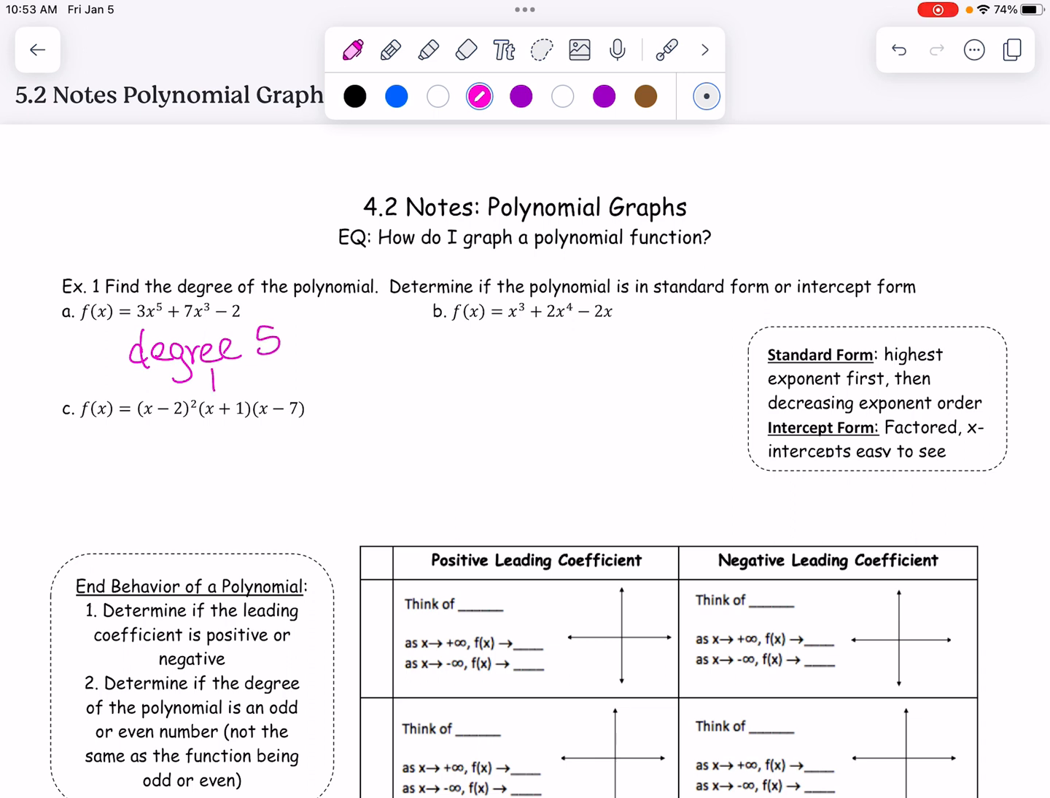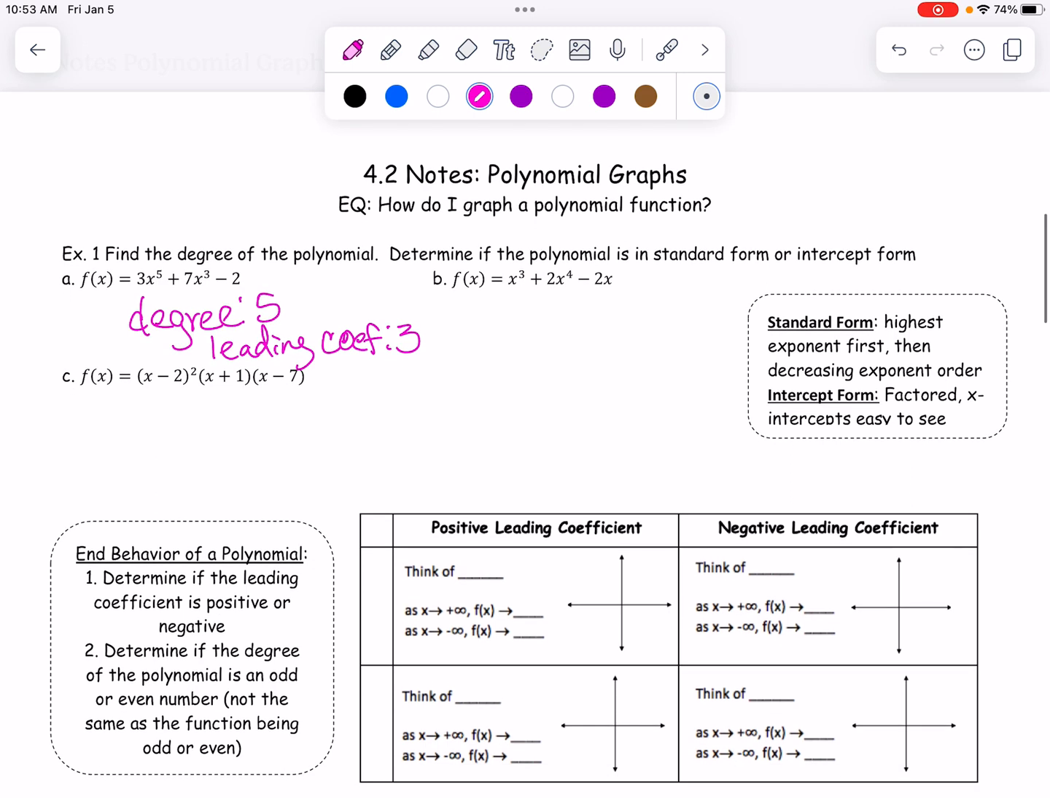And the leading coefficient is going to be 3. So remember that those two things are going to be pretty important.